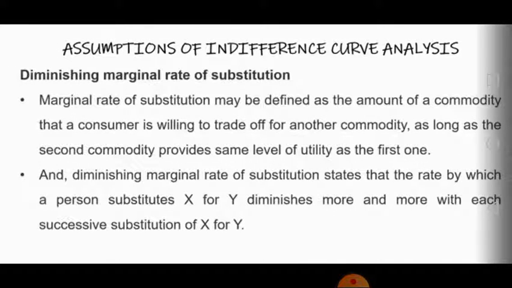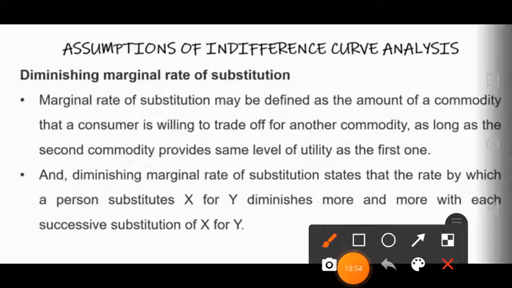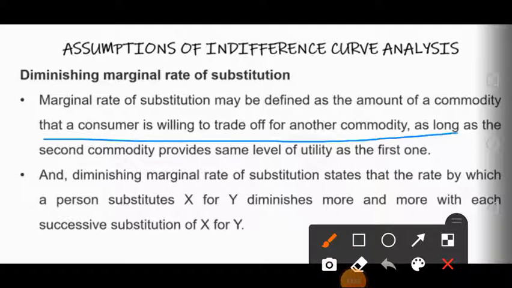My next assumption of indifference curve analysis is that diminishing marginal rate of substitution is also present. That is why the curve goes downward. Marginal rate of substitution is defined as the amount of a commodity that a consumer is willing to trade off for another commodity as long as the second commodity provides the same level of utility as the first one. So we'll use the second one until its satisfaction starts declining.